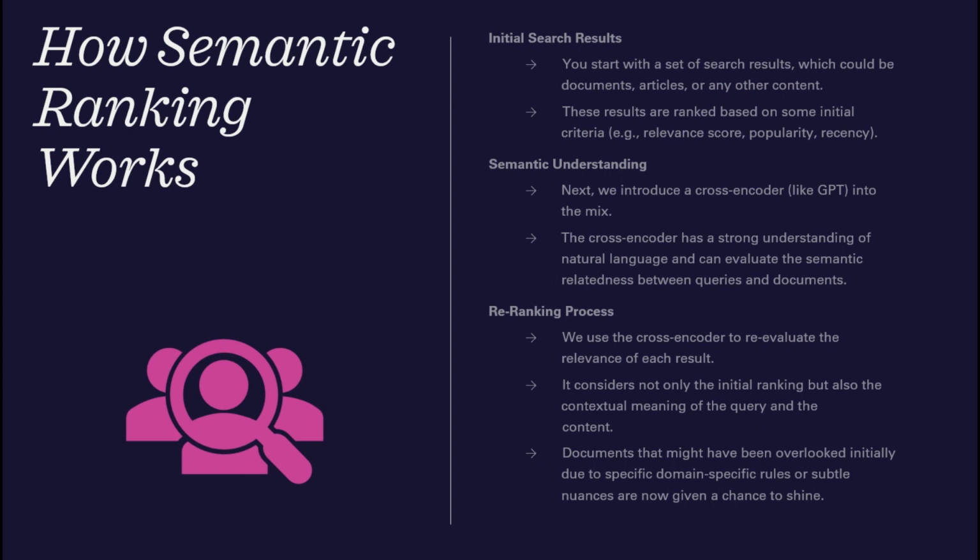First, semantic ranking starts with a set of search results, which could be documents, articles, or any other content, like our result set found in RAG. These results are ranked based on some initial criteria such as relevance score, popularity, and recency. Next, a cross-encoder like GPT is introduced into the mix. The cross-encoder has a strong understanding of natural language and can evaluate the semantic relatedness between queries and documents. The cross-encoder is used to reevaluate the relevance of each result, considering not only the initial ranking, but the contextual meaning of the query and the content. Documents that may have been overlooked initially due to a specific domain rule or subtle nuances are now given a chance to shine.